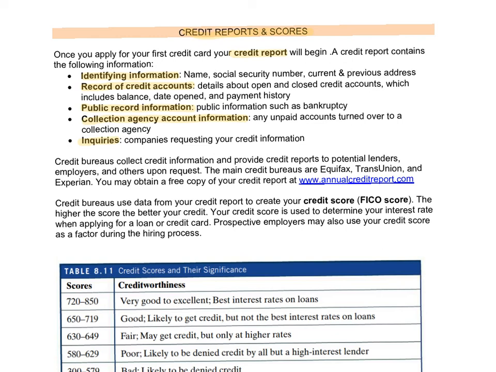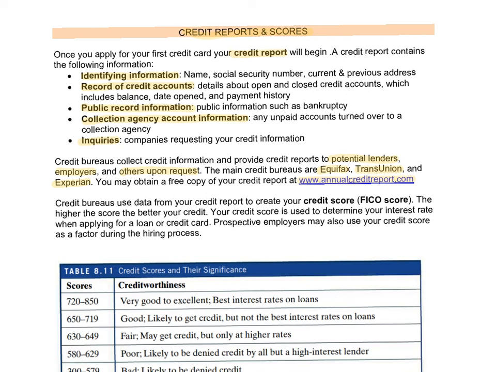So credit bureaus collect information and provide credit reports to potential lenders, sometimes employers, and actually any others upon request. There's three main credit bureaus: Equifax, TransUnion, and Experian. So at any time, if you want to obtain a free copy of your credit report, you can go to annualcreditreport.com, and I think you're allowed to get a free credit report from the three bureaus. It's either every 6 months or every year. They have a time period where they won't charge you for it, so it's free.